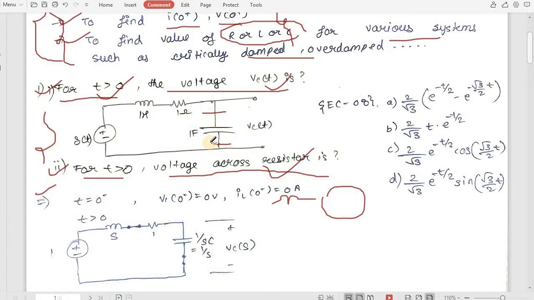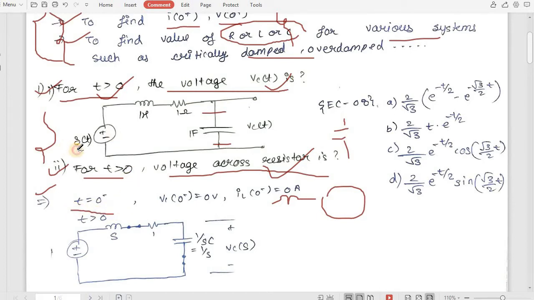And if we transform the capacitor into the transform domain, we have 1 upon CS in series with a positive voltage of magnitude Vc(0 minus) by S. In both of these you see that we require IL(0 minus) and Vc(0 minus). So first we will calculate IL(0 minus) and Vc(0 minus), and for that we will use the t equals 0 minus period.